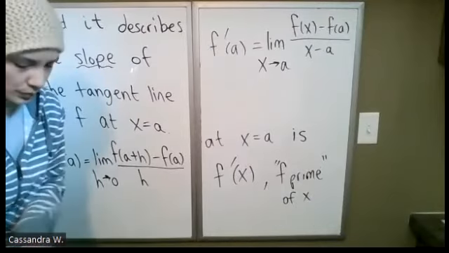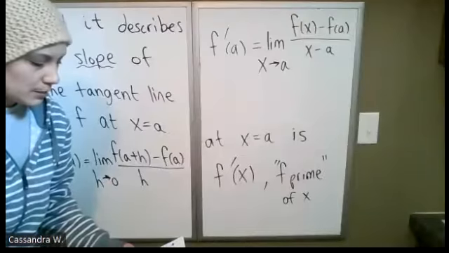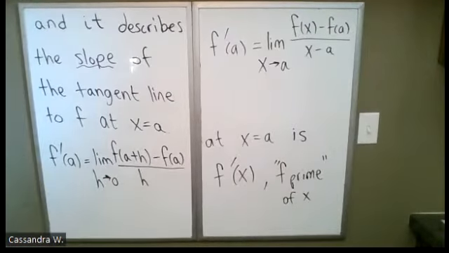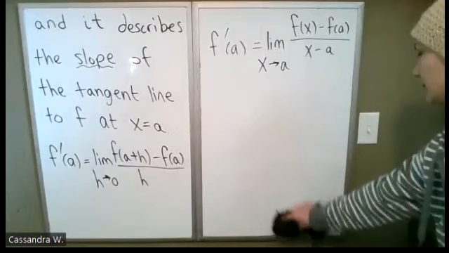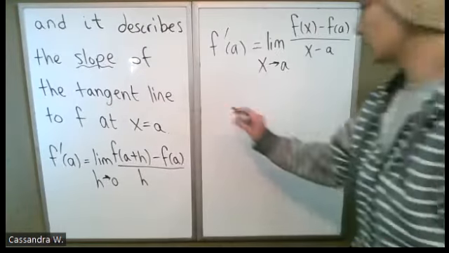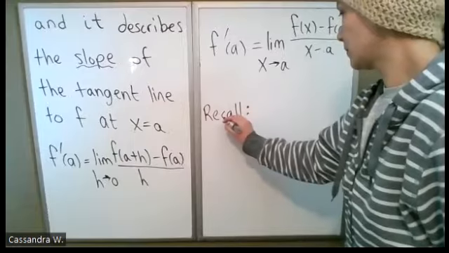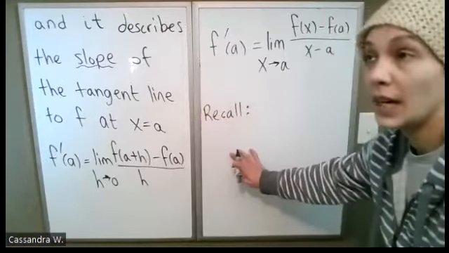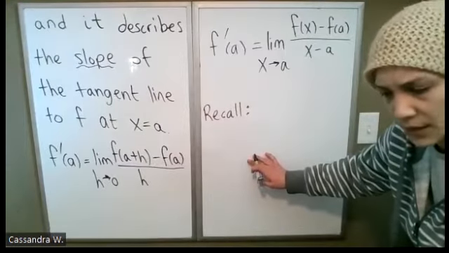And we're going to bring back something we talked about earlier this semester, which is average velocity. Okay, average velocity was change in position, then divide by change in time.